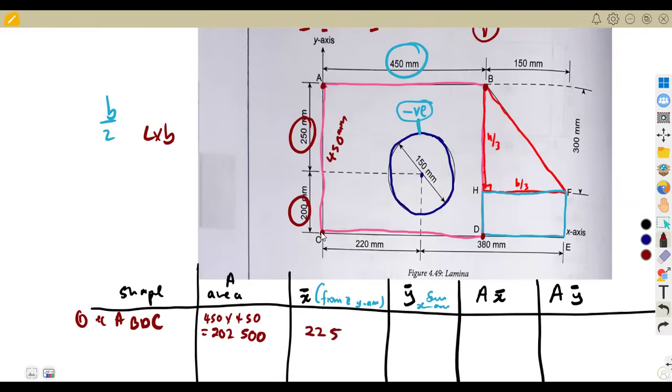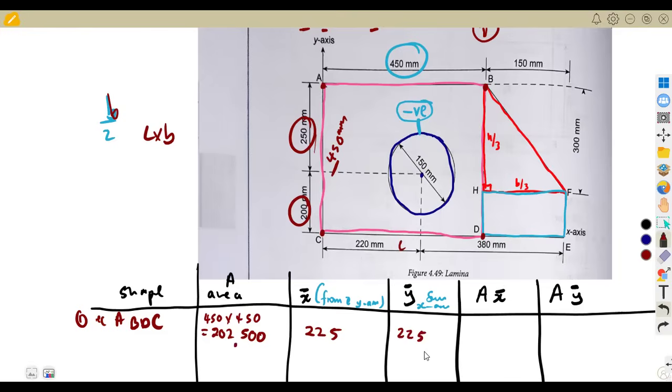The Y value, from the X-axis, from our center going up, is again the base over 2. Okay, this one was the length, sorry. This is the base now. So this is the breadth. So the breadth over 2, 450 over 2, is going to be 225. There's no change here.